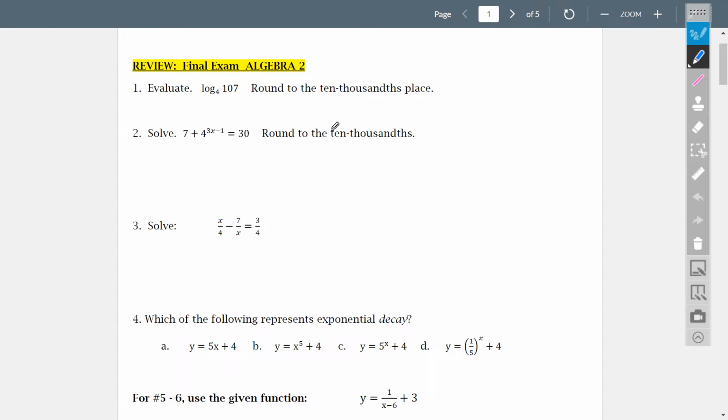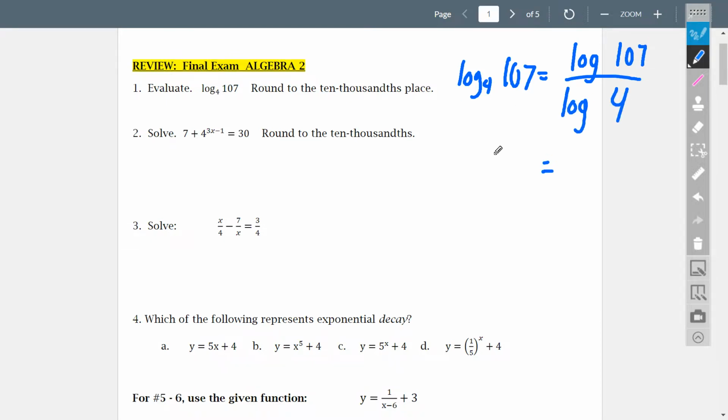Okay, number one, evaluate log base 4 of 107, rounded to the 10,000th place. In order to do this, we need to use the change of base formula to evaluate a log. So it's the common log of 107 over the common log of 4, because there's no log base 4 in our calculator here. So we'll do common log 107 divided by common log of 4.